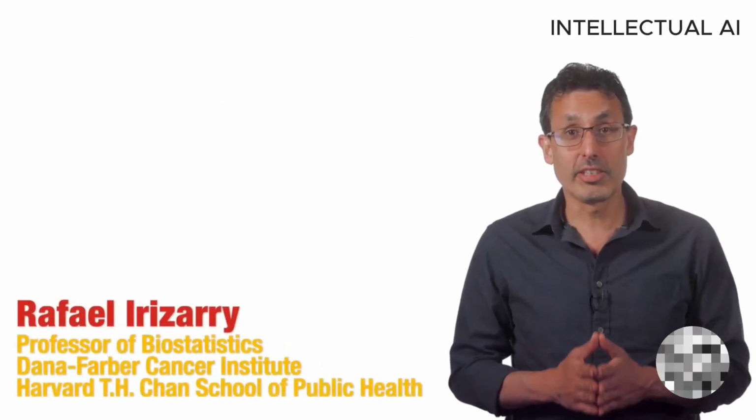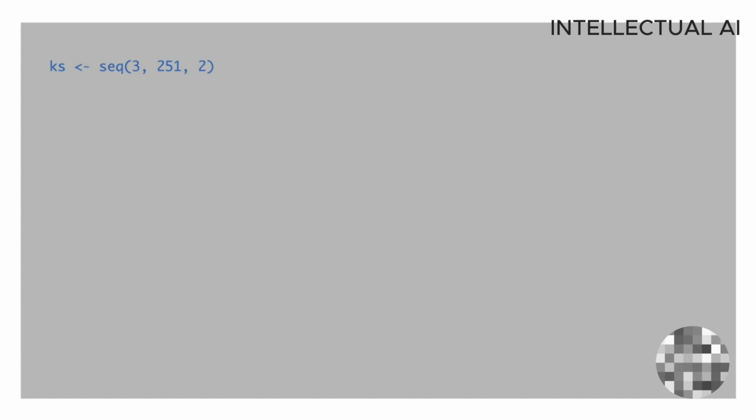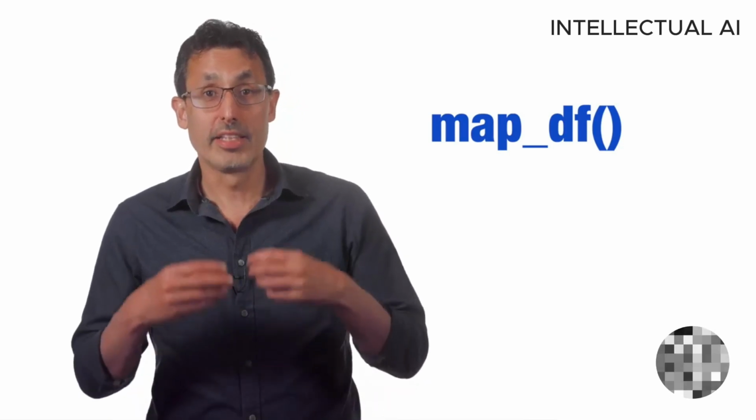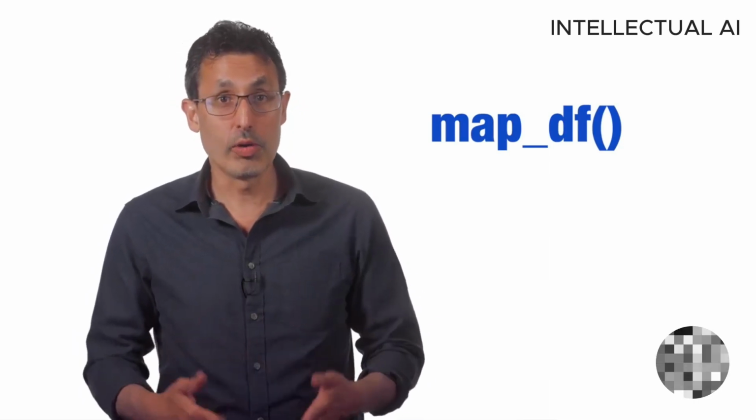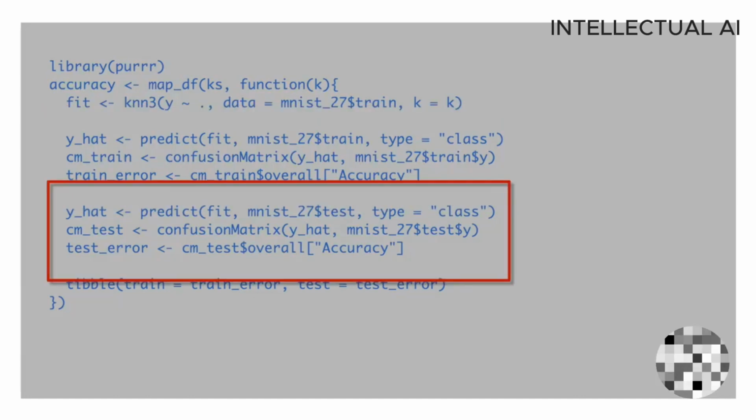To understand why we need a special method to do this, let's repeat what we did earlier, but with different values of k. Let's set them to these values. The following code uses the function mapdf to apply the same model, the same code, for each one of these k's. You could do it like this. Note that we estimate accuracy by using both the training set and the test set.